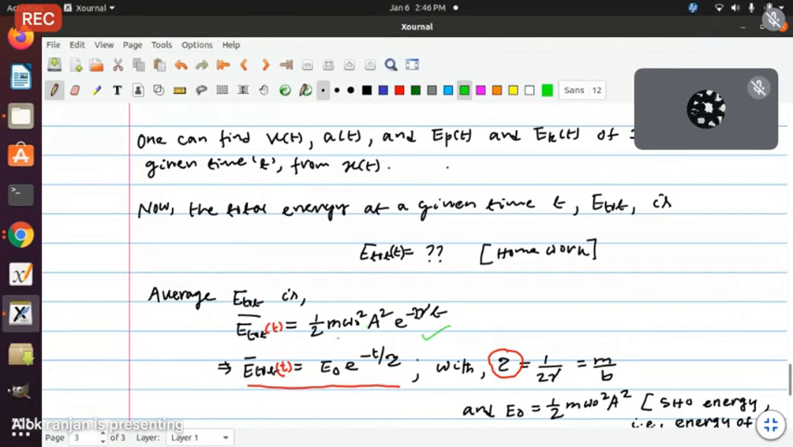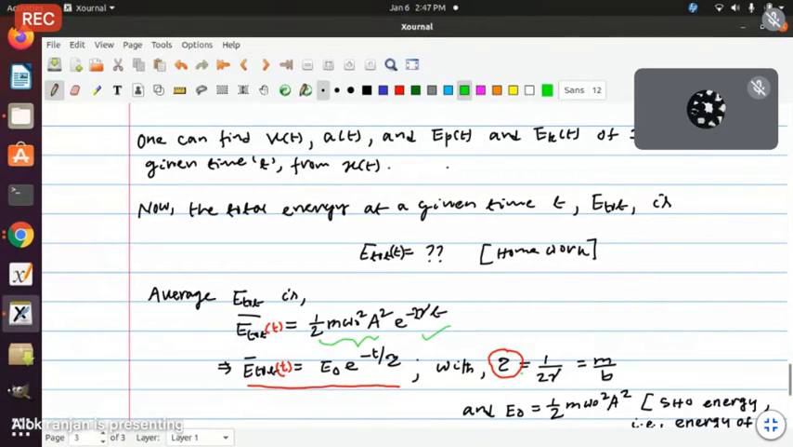Half m omega naught square a square we have already seen. This is called E naught because it is a constant and it does not depend on time, or simply it is associated with the simple harmonic oscillator. Or in other words, when the oscillator is free from external forces such as damping and an applied force, then this is the energy. The energy will remain constant E naught, and we have e to the power minus 2 gamma t, which we can write as e to the power minus t over tau.